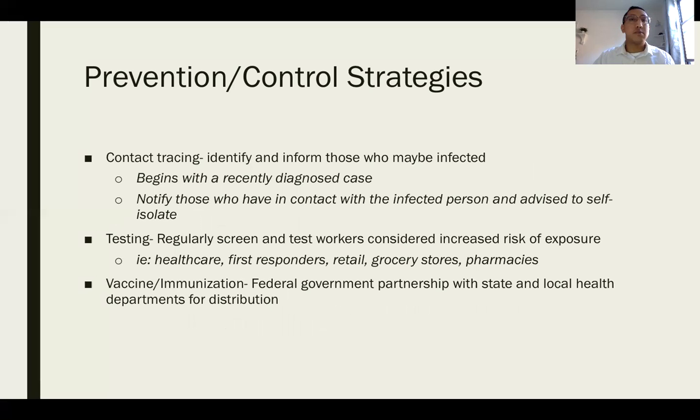So as far as the larger control strategies, at the community, state, and federal level, here are some of the strategies being employed. First is contact tracing, and this means to identify and inform individuals who may be infected. The way this works is usually it begins with a recently confirmed case that's been diagnosed, and then notifying those in contact with that person and advising them to self-isolate to bring the numbers down.